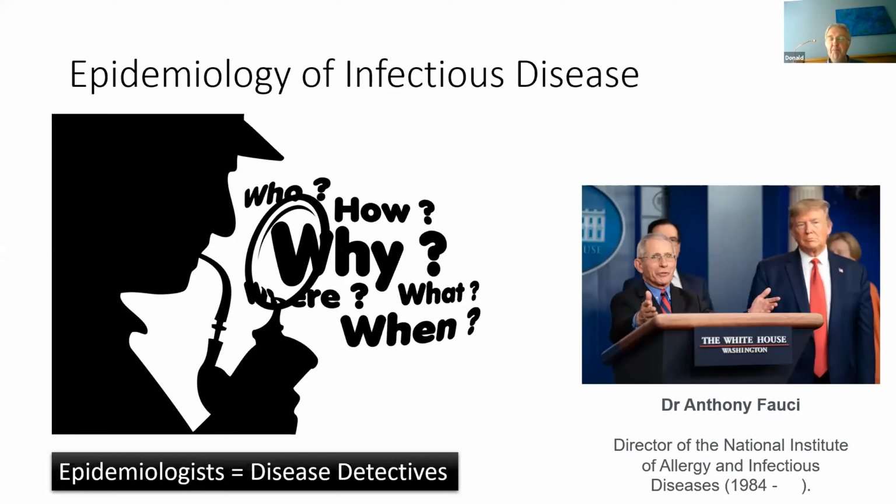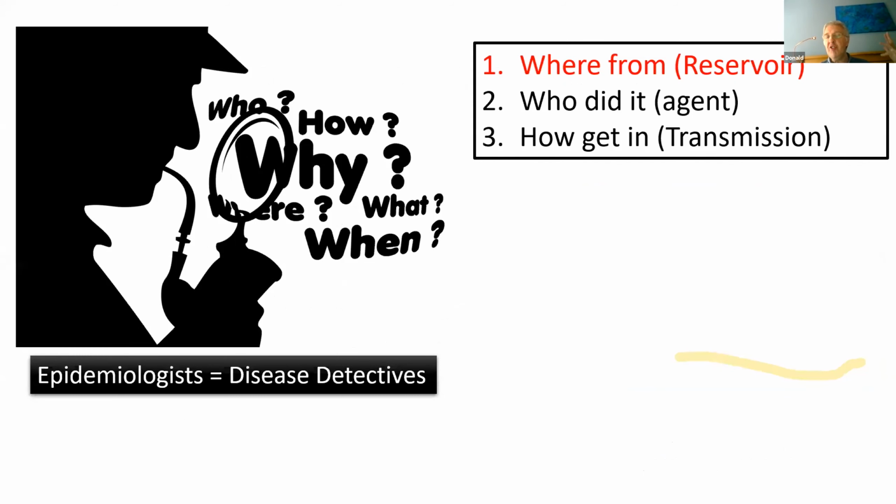This man here, not the man on the right-hand side, but the smaller man in the middle or on the left-hand side, is Dr. Anthony Fauci. He is the director of the National Institute of Allergy and Infectious Diseases in America and has been there a long, long time. He is an epidemiologist and he's been looking at this disease. Previous to this, he was looking at HIV. So the questions an epidemiologist asks are three.